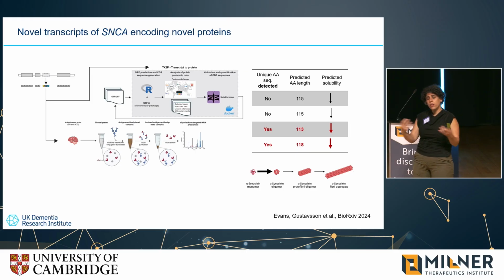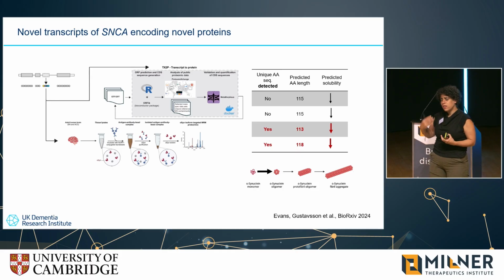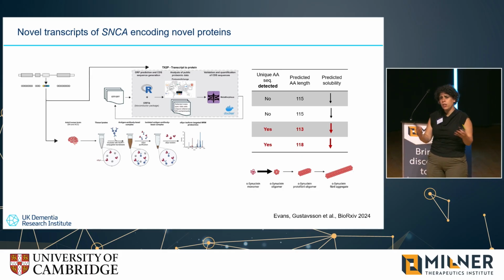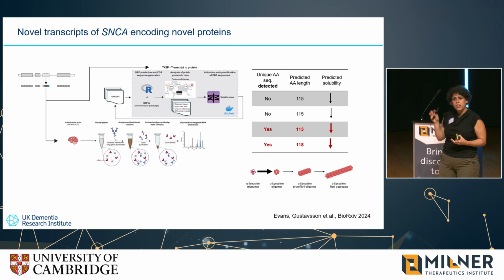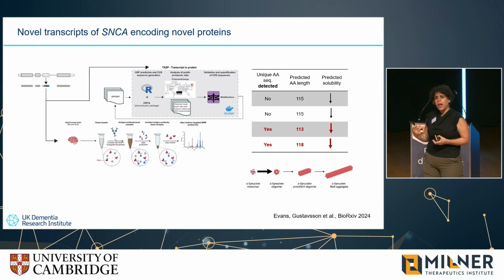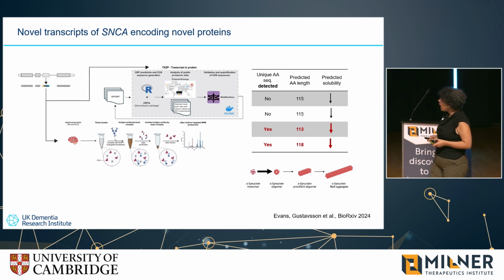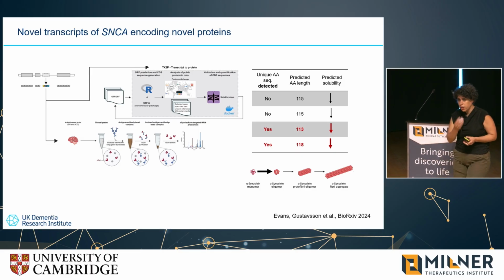Effectively, what you're doing is calling the transcript structure, then calling the open reading frame from that, and then searching for peptide sequences that would be unique to that structure that are long enough, and going into the mass spec data sets that are in the public domain to ask whether you can see those peptide structures with high confidence. So we did that for SNCA, and we found that indeed we could detect SNCA novel peptides using this approach in the case of at least 2 novel peptides, where there were unique amino acid sequences. And those have a predicted length of 113 and 118 amino acids.